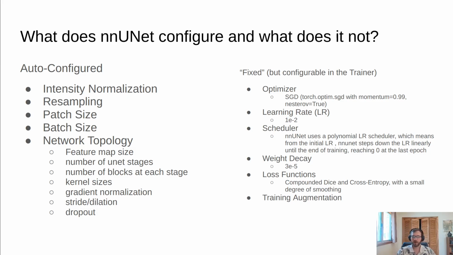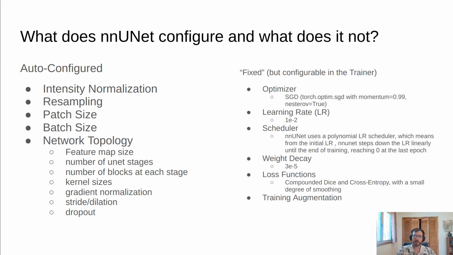All of your kernel sizes are set automatically. These start at 1 and end up at 3, and they're just 3 all the way through. Your gradient normalization is handled for you as well, and then your stride and dilation. Stride is the same. It starts at 1 and it goes to 3 as quick as it can, and then it just sticks with 3 for the rest. And then it handles dropout, which by default is off.